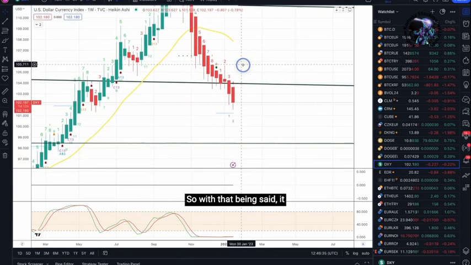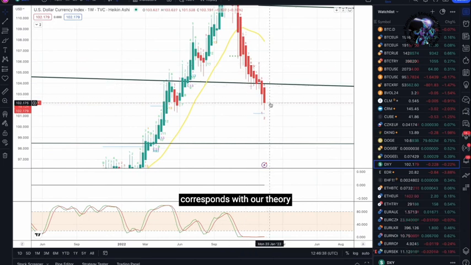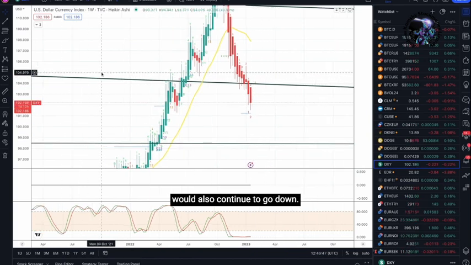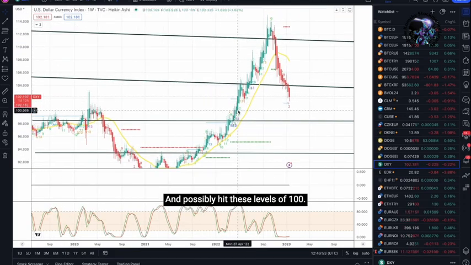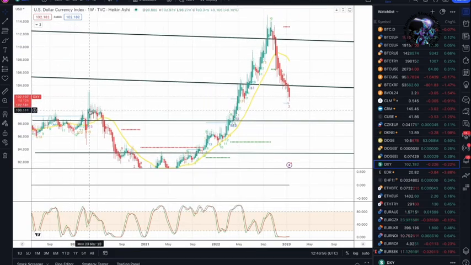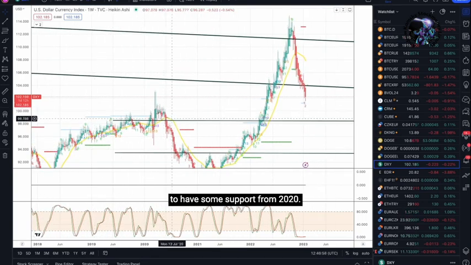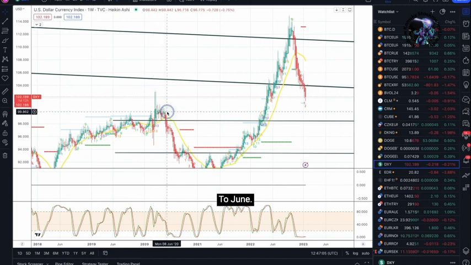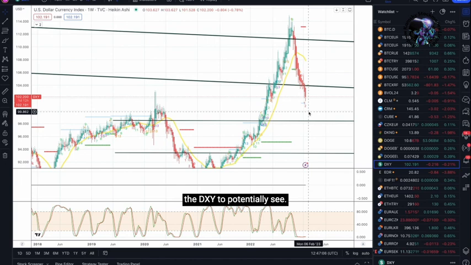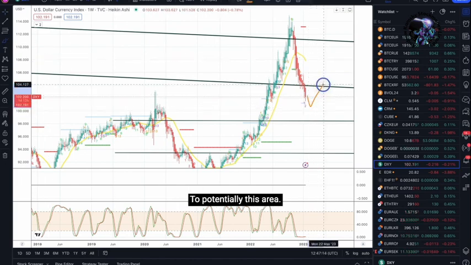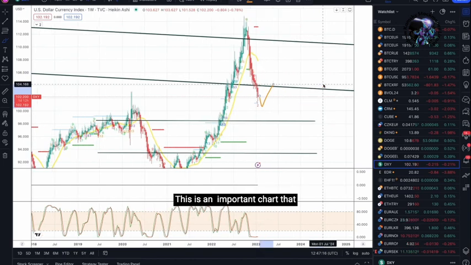So with that being said, it corresponds with our theory that Bitcoin will continue going up on the weekly. And so for the time being, we are expecting that the DXY will also continue to go down and possibly hit these levels of 100. The reason being is because we seem to have some support from 2020, from March to June, which can act as support for the DXY to potentially see a bounce to potentially this area. We will keep track of it. This is an important chart that could signal Bitcoin movements to the upside or the downside.